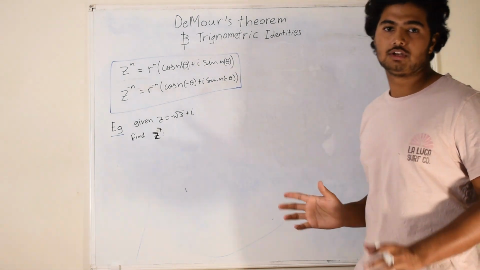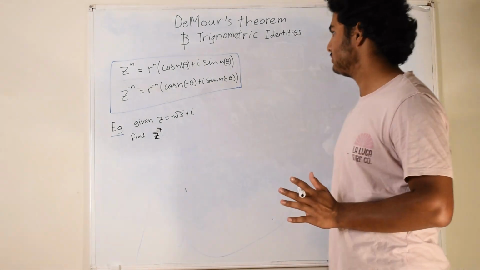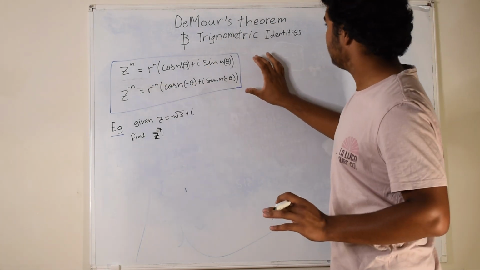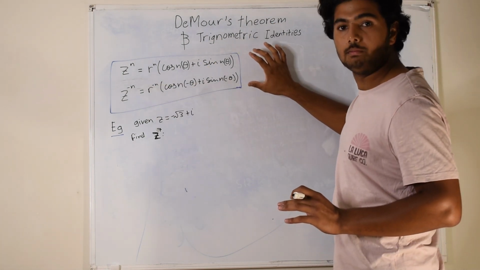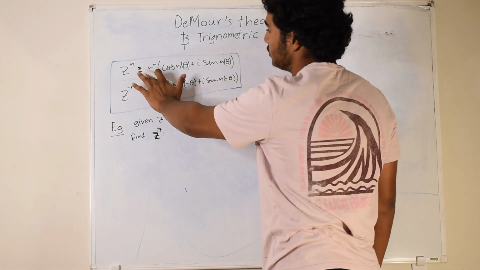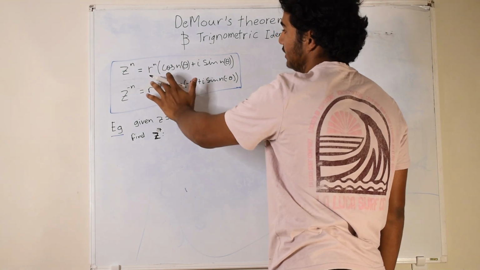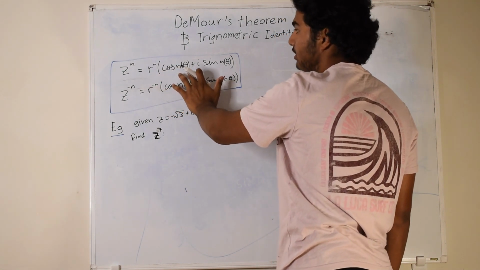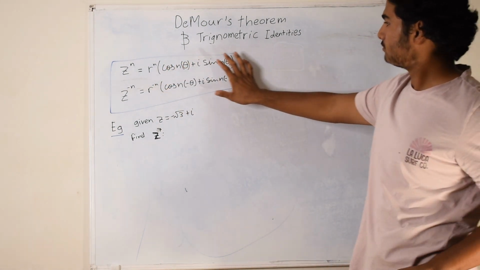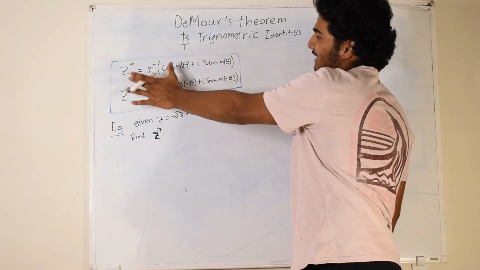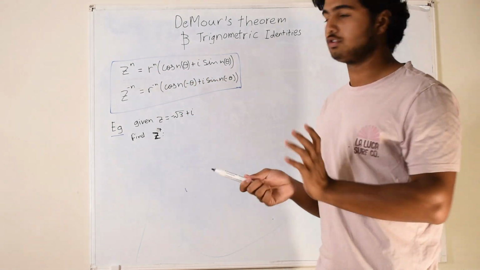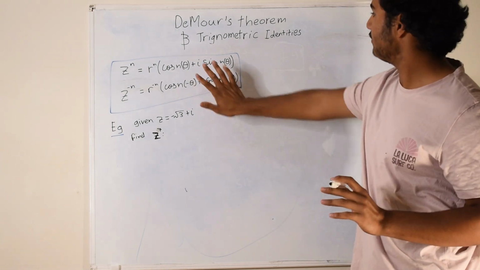The first thing we need to know before attempting any sort of questions is what DeMoivre's theorem is. So right here I've got the standard form of DeMoivre's theorem. It says z to the power of n equals r to the power of n, brackets, cos n theta plus i sin n theta. We can get a whole proof of this in textbooks, but that takes too long to explain, so we'll just stick with that for now.